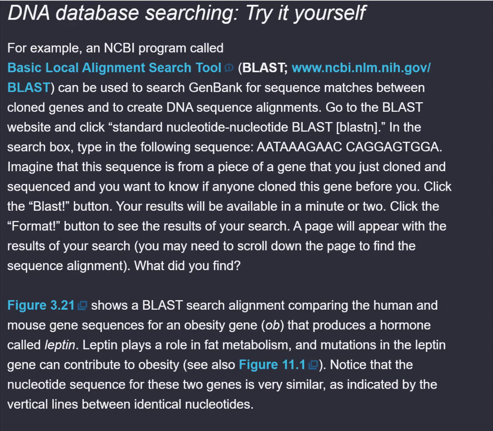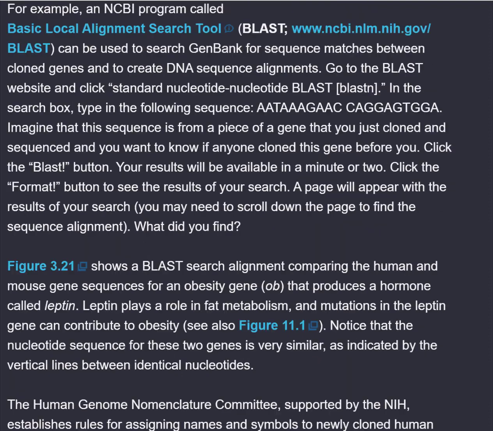DNA database searching. Try it yourself. For example, an NCBI program called Basic Local Alignment Search Tool, BLAST, www.ncbi.nlm.nih.gov/blast, can be used to search GenBank for sequence matches between cloned genes and to create DNA sequence alignments.